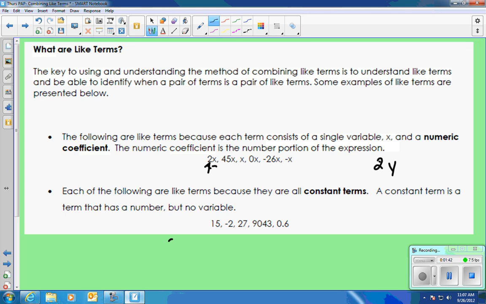So 2x, 2y, 3x, and x squared, let's say 2x squared. The x and the x are like terms. The y is definitely not. And the x squared term is definitely not. It has to have the exact same variable combination, including exponent, for them to be considered like terms.